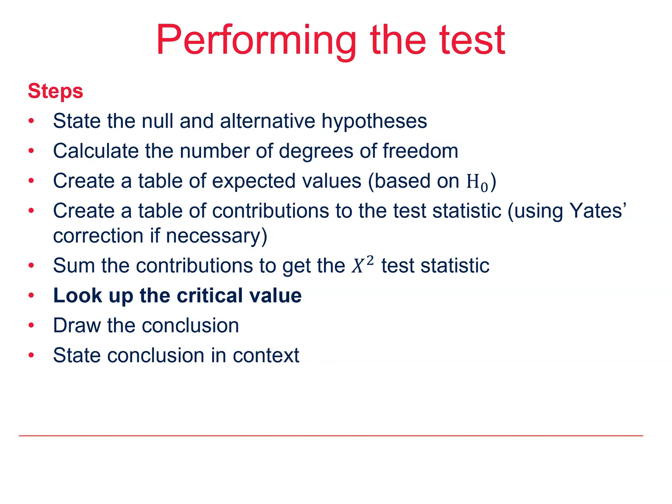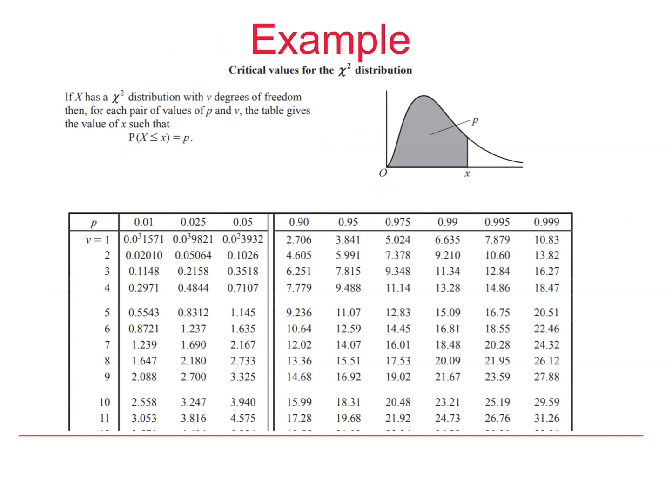And now we need to look up the critical value. Pause the video while you try this yourself first. OK, we've got 1 degree of freedom, and working at the 5% level, we're looking to see if x squared is too big, so we want the probability that x squared is less than the critical value to be 95%. So the critical value is 3.841.